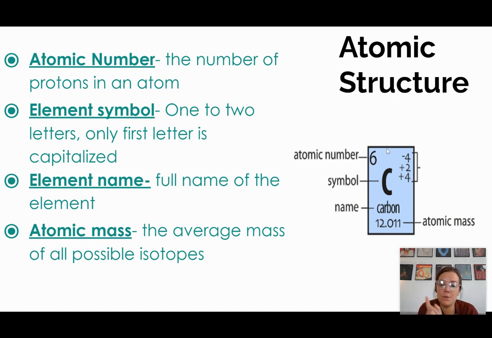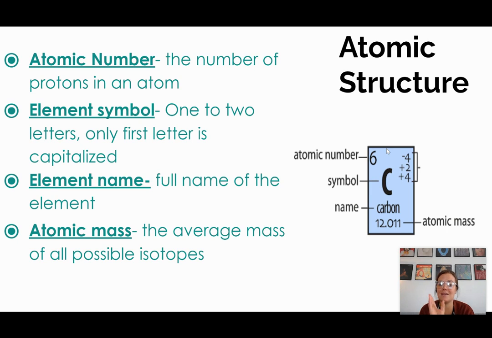The element symbol will usually be right smack dab in the middle. It's going to be 1 or 2 letters. The first letter will always be capitalized. The second letter, if it has one, will not be. The element name is below that. So carbon has an element symbol of C. Its name is carbon. And then below that is the atomic mass.